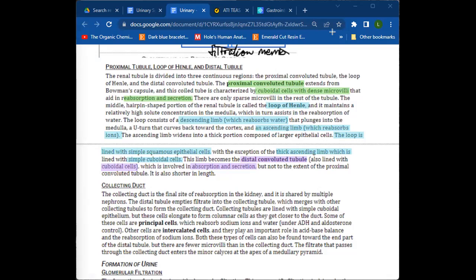Now let's look at the collecting duct. The collecting tubules are lined with simple cuboidal epithelia, but they're going to form columnar cells as they get closer to the collecting duct.